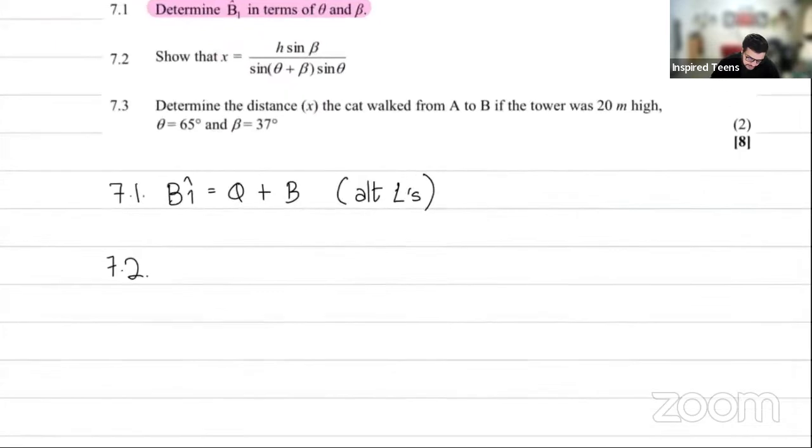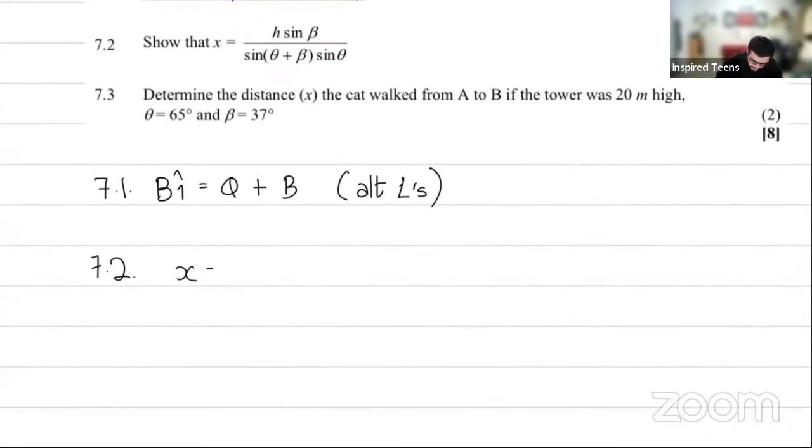So this is where it gets nice and complicated. Show that X is equal to H sine beta divided by sine theta plus beta, times sine theta. Yes, I know this looks very complicated, but the way to get this answer is not as complicated as it looks. It just has a bunch of variables. That's why it looks complicated.